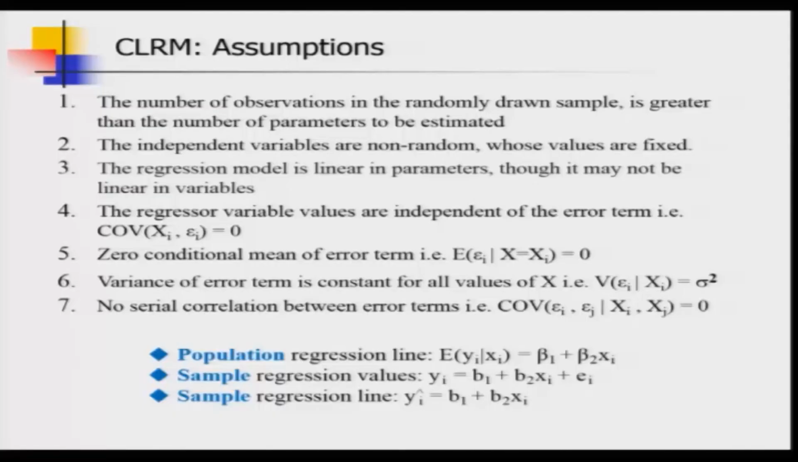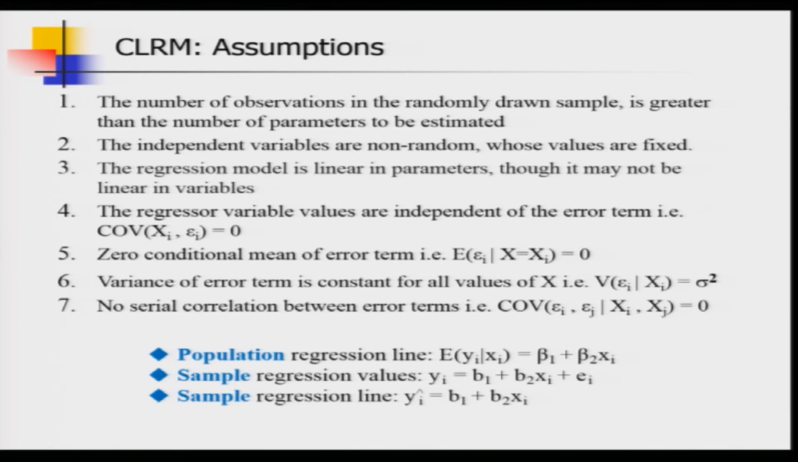Now, the fourth assumption says that the regressor variable values are independent of the error term. In statistical notation we write the covariance between xi and epsilon i must be equal to 0. This is also famously known as the exogeneity condition. Now, we move on, and the fifth point talks about the zero conditional mean of the error term: the expected value of epsilon i given x equal to xi should be equal to 0. This is a very useful property. We will see why later on when we talk about the properties of the least squares estimators.